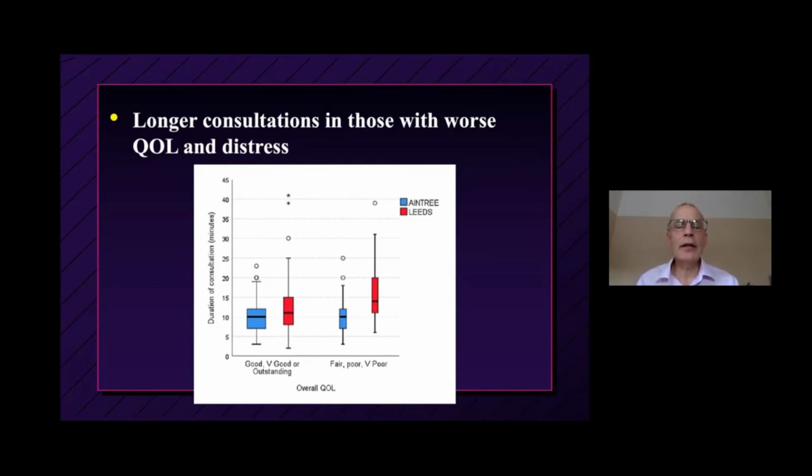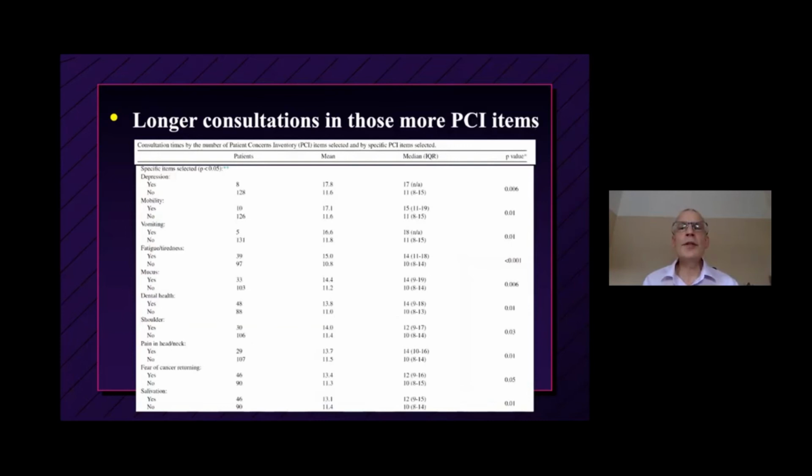and that was reflected in the length of consultation being longer in those that reported a fair, poor, or very poor quality of life. In terms of the items on the PCI that led to longer consultations, the main ones were depression, mobility, vomiting, fatigue and tiredness, mucus, dental health, shoulder, pain in the head and neck, fear of the cancer coming back, and salivation. But the more items that are ticked on the PCI, of course, the longer the consultation tends to be.